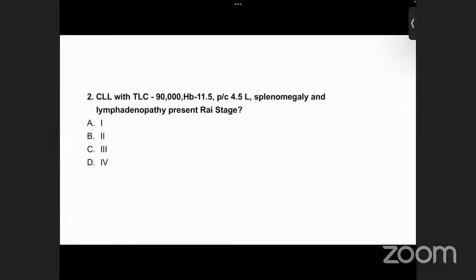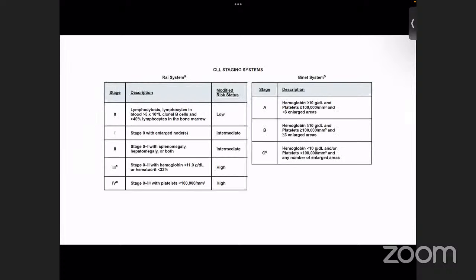Okay, so next from AML we go to CLL. So CLL, it's a lymphocytic leukocytosis. So here they have given a total leukocyte count of 11.5 and a platelet count of 4.5 lakhs, a hemoglobin of 11.5. And also clinically there were spleen and lymph nodes. Okay, so what is the Rai stage? So we all know CLL has two main staging systems: Rai staging and Binet staging. So Rai gives 1, 2, 3, 4, Binet A, B, C. This also we have discussed in the QRP sessions, and also I had framed a few questions in the test questions.